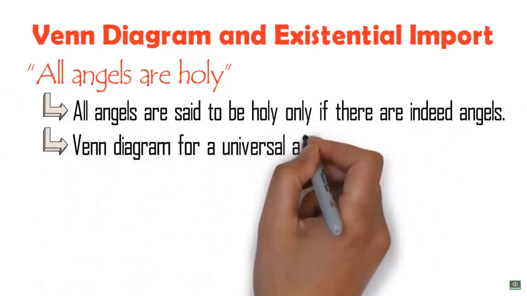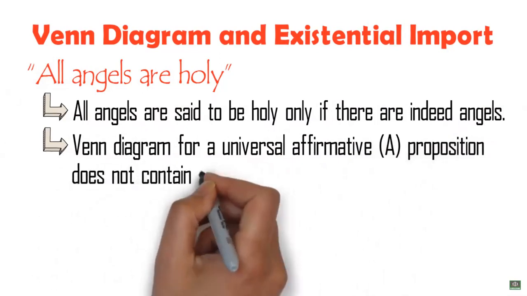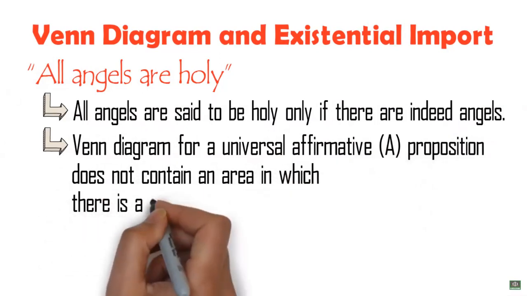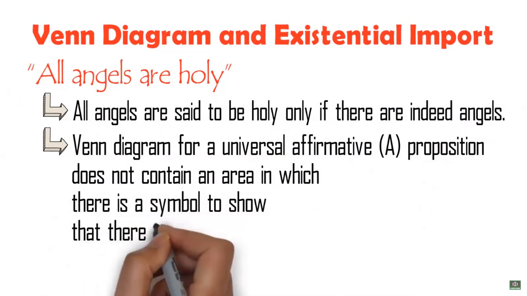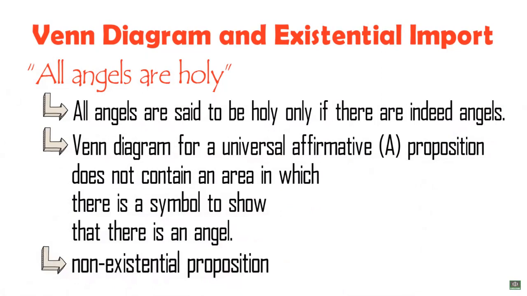But the Venn diagram for a universal affirmative A proposition does not contain an area in which there is a symbol to show that there is an angel. Hence, the propositions all angels are holy or no angels are holy are non-existential propositions. In the first place, there are no angels in reality. This Venn diagram demonstrates this point.